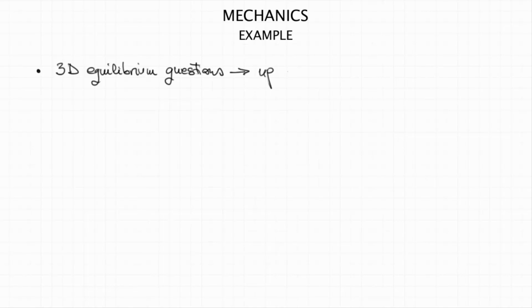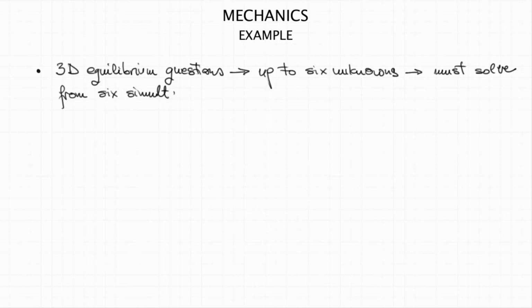Now, the biggest challenge with regard to 3D equilibrium questions is that often we'd have to solve for up to 6 unknowns, which obviously means that we have to solve 6 simultaneous equations. And this, as you can easily imagine, is often a difficult task. Therefore we have to come up with a strategy to simplify our task somehow.